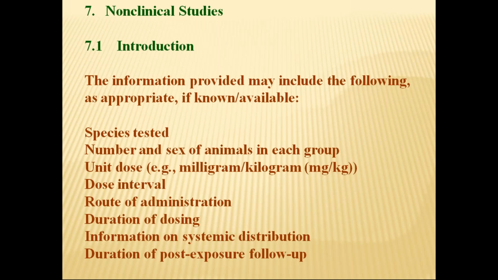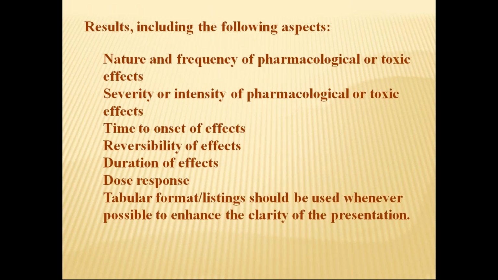This step, and results from the animal study. Adverse effects mainly: nature, severity, frequency of toxic effects. Time to onset of the effect, in what time frame the event occurs. Reversibility of the same event. Dose response, if you increase the dose, if you decrease the dose. List of all the adverse events.